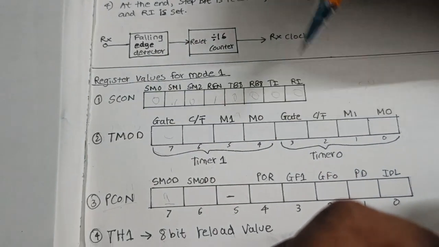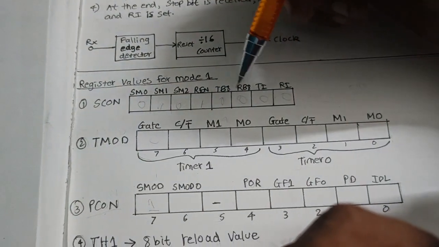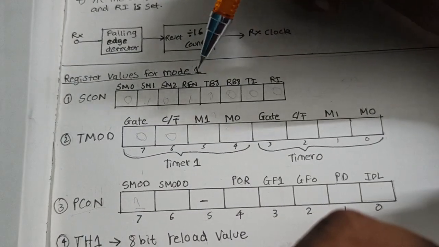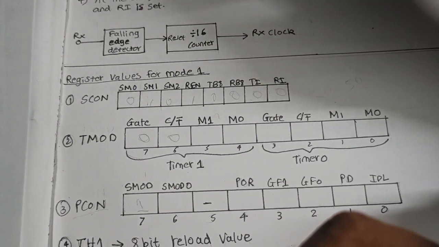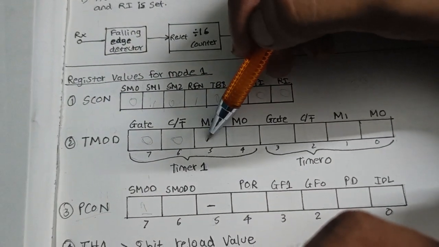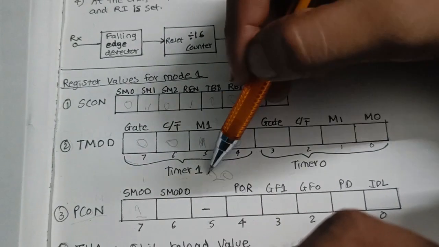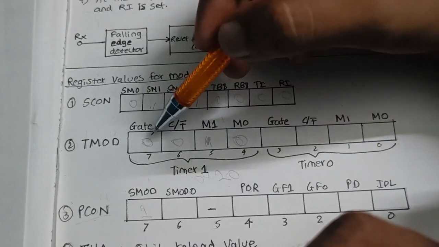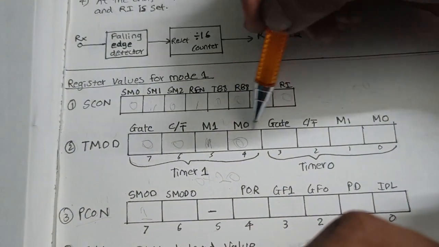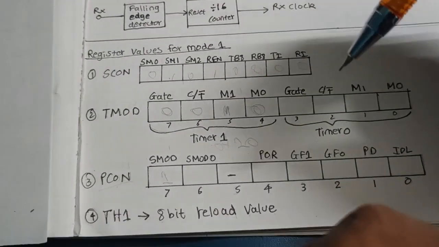TMOD is used to set the timer mode. So we are using timer 1 in mode 2, auto reload, to set the baud rate. If you don't know how the timer works, watch the previous tutorial, link is in the description. Now we will set timer 1 in auto reload mode, so it's 0x20. We load 0x20 in TMOD because we are using timer 0 in mode 0 for the delay, and timer 1 in 8-bit auto reload to set the baud rate.